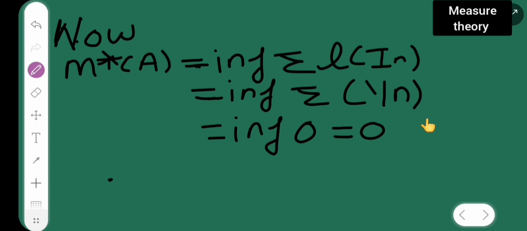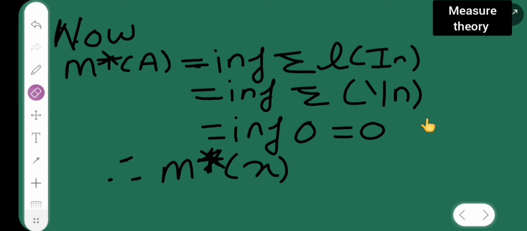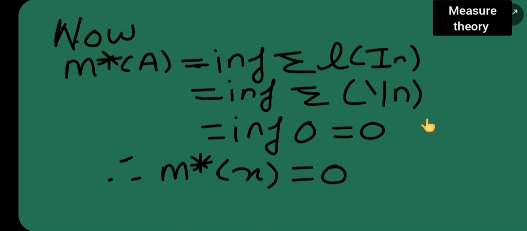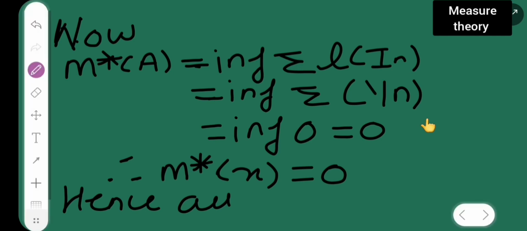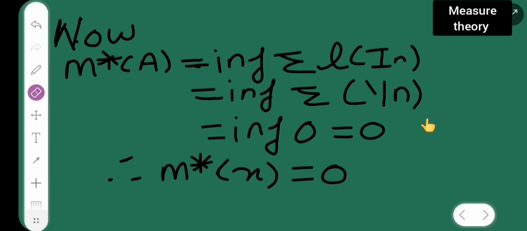So therefore M star, the outer measure of x, is equal to 0. Hence all four properties have been proved. I think that has been understood.